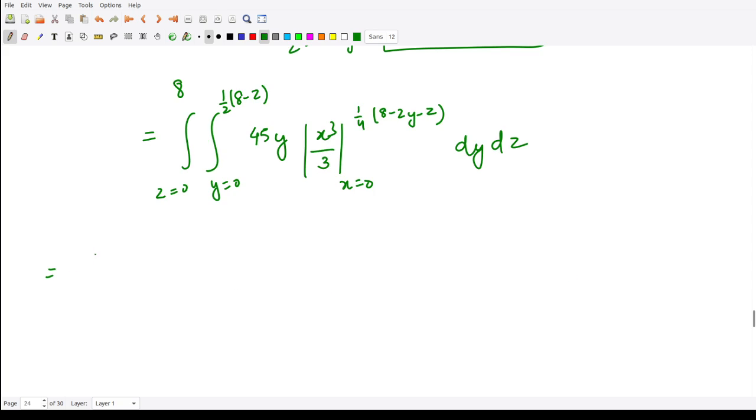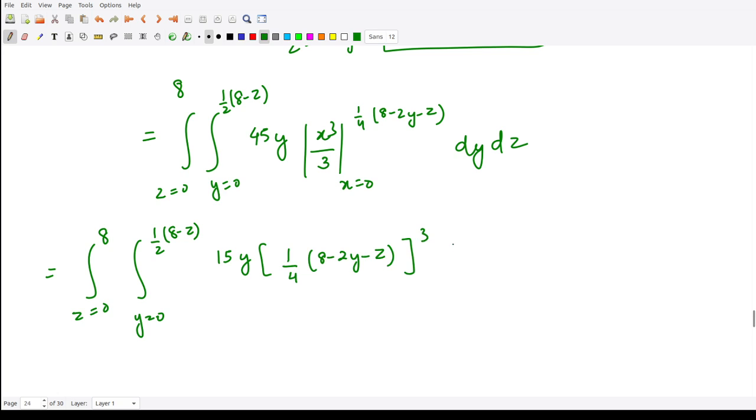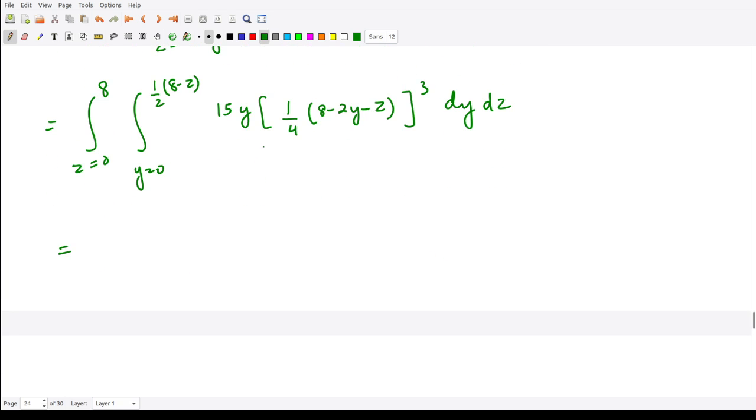Okay, so let's substitute the limits here. Z varies from 0 to 8, y varies from 0 to 1 by 2 (8 minus z), and when you substitute the limits, 3 and 45 get cancelled, so you have 15 y here, and the value of x is 1 by 4 (8 minus 2y minus z) whole cube, dy dz, right? So I can write the constants outside, so it would be 15 by 4 cube. 4 cube is 64, and then I have to perform the integration with respect to y.